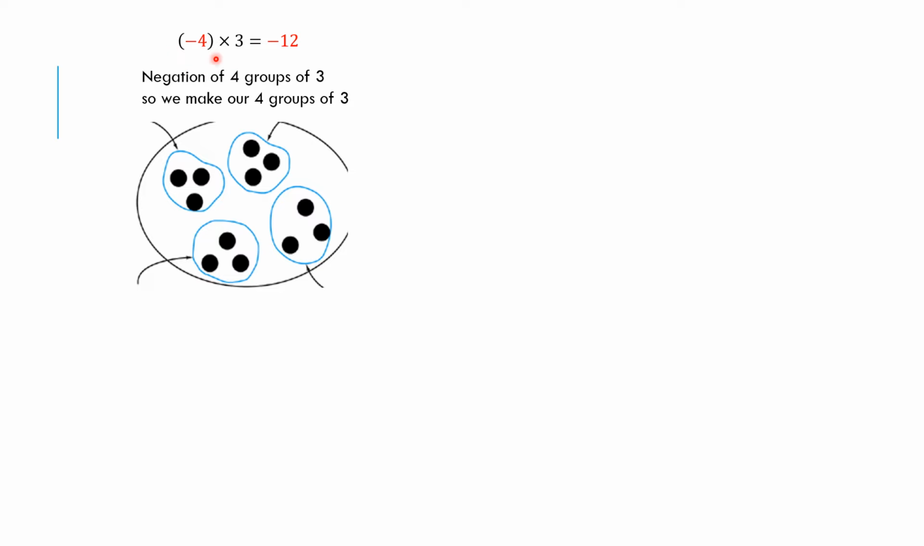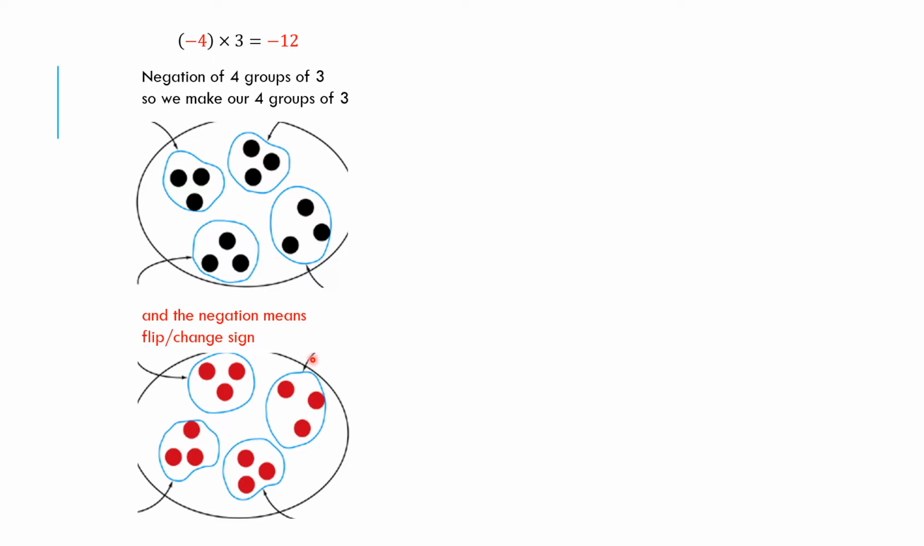So here I've got negative 4 times positive 3. I'm still going to make my 4 groups, and I'm still going to include positive 3 in each group. But then I need to say, oh, now I need to negate it. So whatever I've drawn in here, I'm now going to draw a second diagram with the opposite. The negation means we need to flip or change the sign of what we've got. So I drew my 4 groups of positive 3, but then I've got this negative sign right here. That means what I have in my picture, I need to now negate and do the opposite of. So I'm simply going to flip those black chips to red chips.